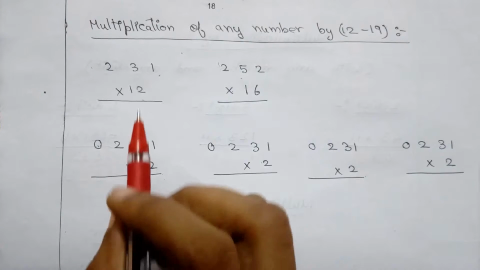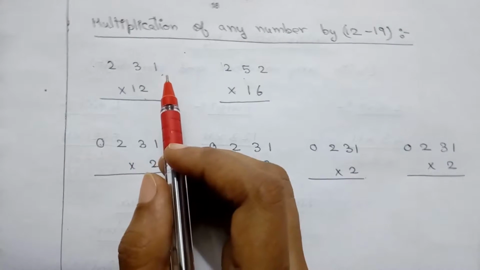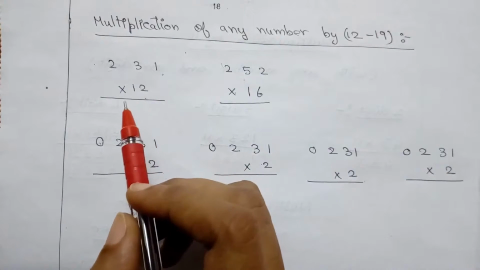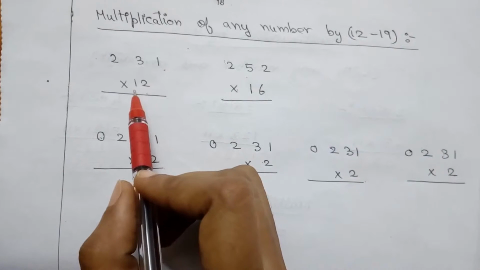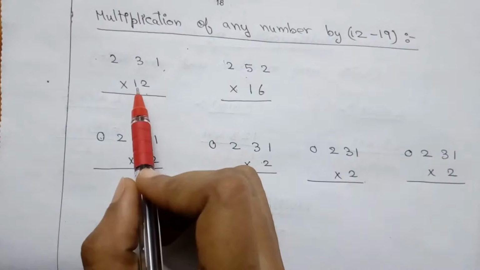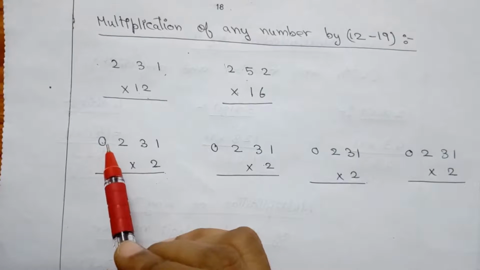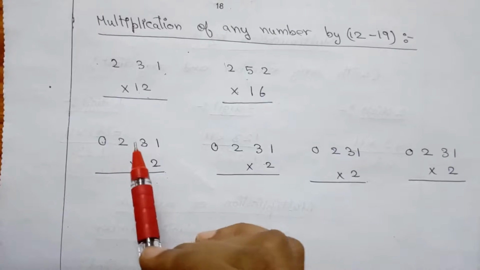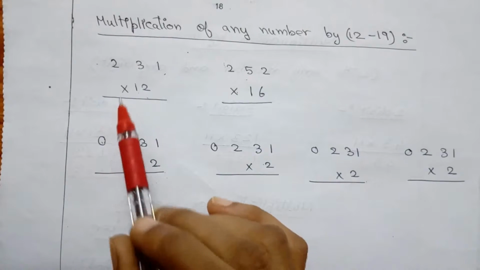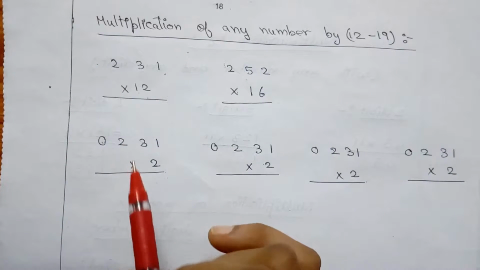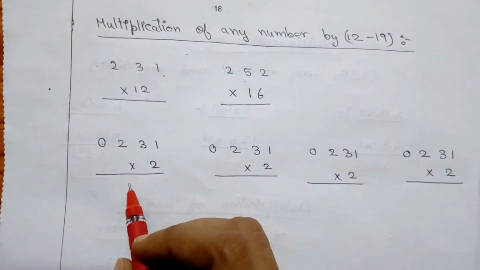For multiplying 231, which is a 3-digit number, by 12, you will have to remove the 1 from here and replace it with a 0 over here. After removing the 1 and replacing it with 0, it will be like this. Now you will follow these steps.